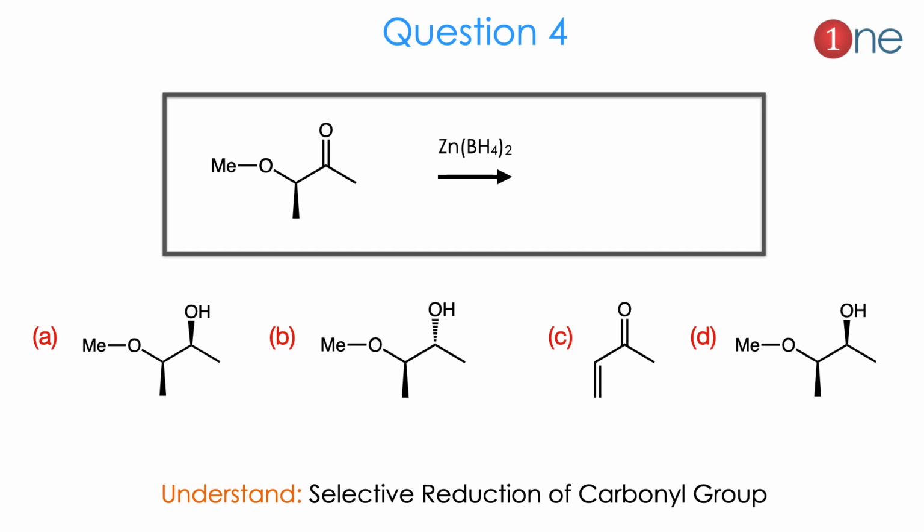Then question number 4. The starting material is a ketone attached with a methoxy group and methyl on one side. On the other side, a simple methyl group. Here you are using the reducing agent zinc borohydride. They ask you to find the product.